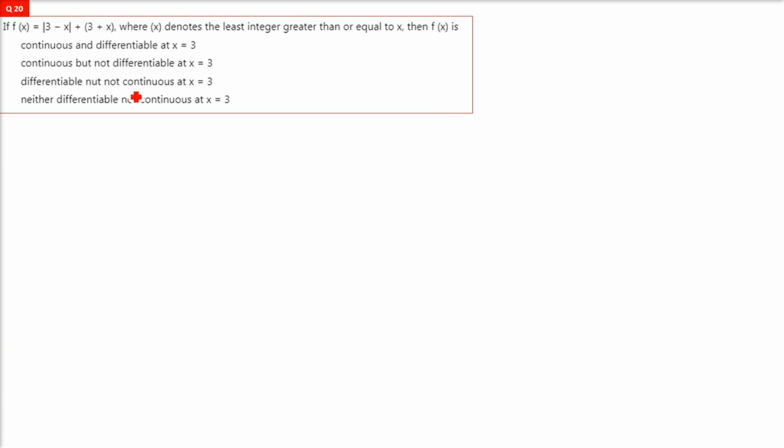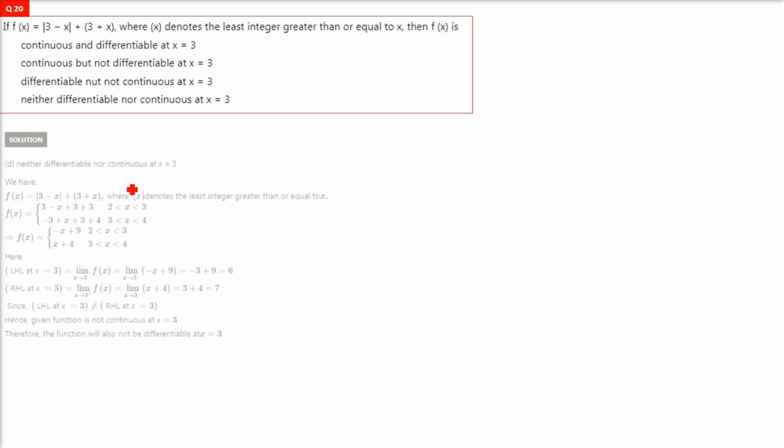Now this question is a bit tricky. Why? Because there are various solutions available, and some of them have given different discussions. And modulus 3 minus x is quite easy to understand. You have already done a question like this. But here we have a least integer function.